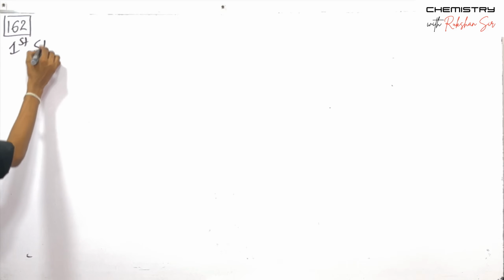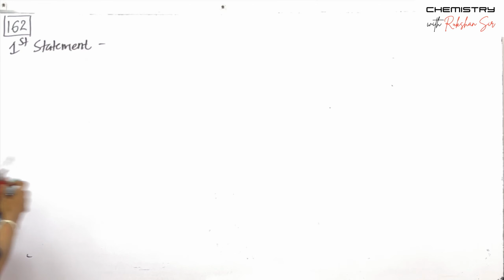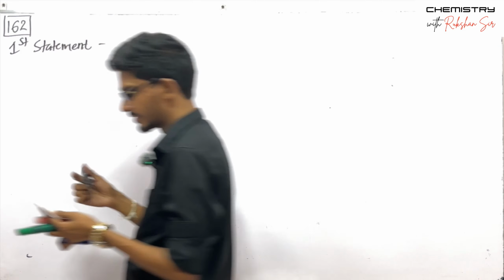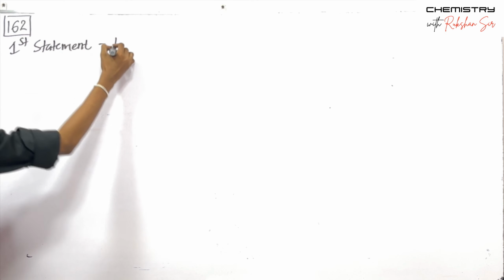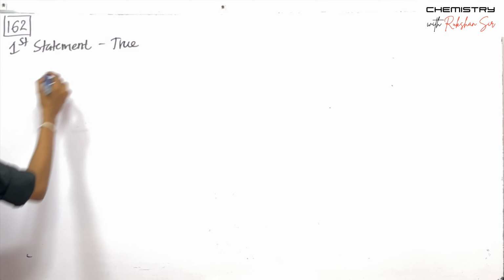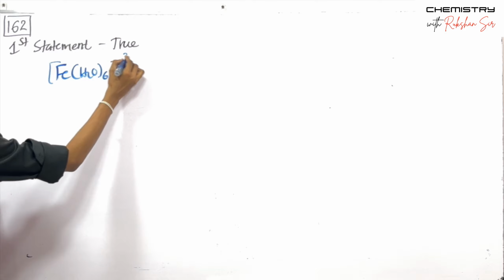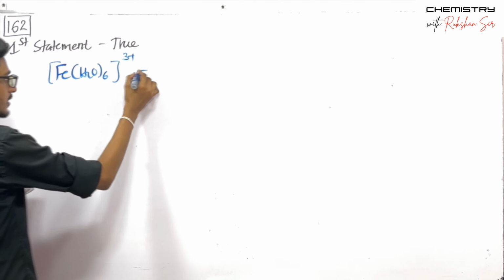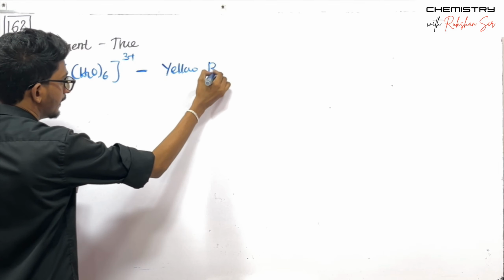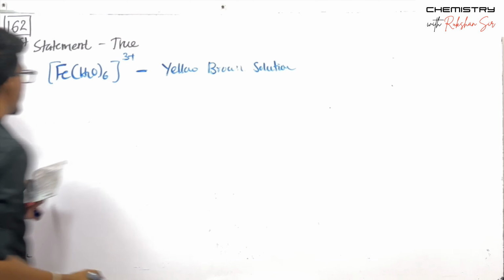First statement. See what it says. Fe forms a yellow complex with water. Yes, that is true. Fe's complex is yellow, the water complex. Fe(H2O)6 3 plus, right? It's yellow brown. So we can take the first statement as true.